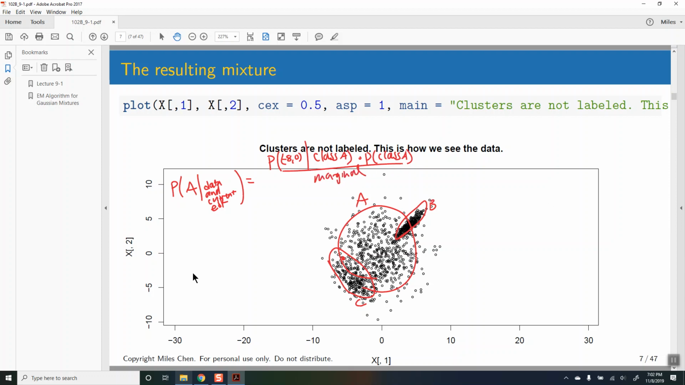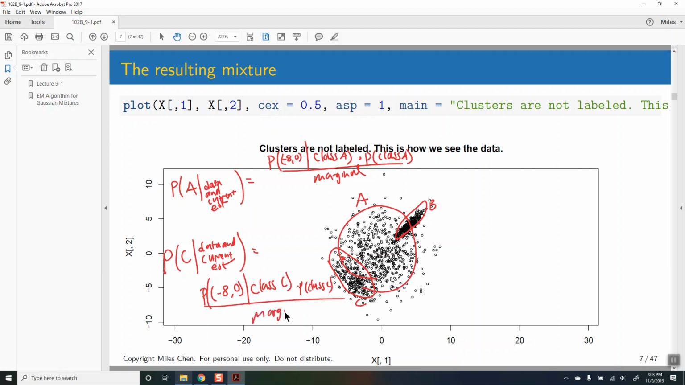And then the other competing thing would be the probability that it's in class C, given the data and current estimates. Well, what's the probability that this thing produces the value negative 8, 0 if it comes from class C, times the probability of coming from class C, divided by the marginal. So it's like the Bayes classifier.